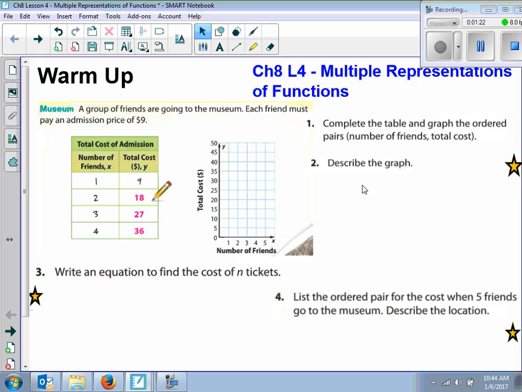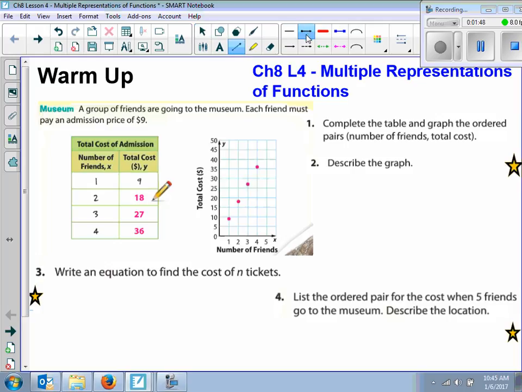Very good. So now when we graph, what's my first ordered pair? 1 comma 9. How about the next one? 2 comma 18. How about the next one? 3 comma 27 and 4 comma 36. And there is what your graph looks like. Now, if we connected our plotted points, what does the graph look like? It looks like a straight line. Does everybody see that? Straight line.